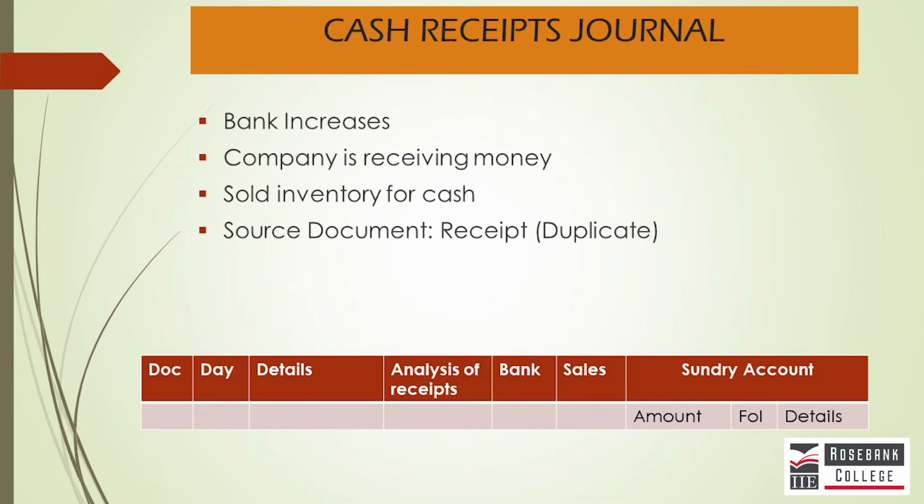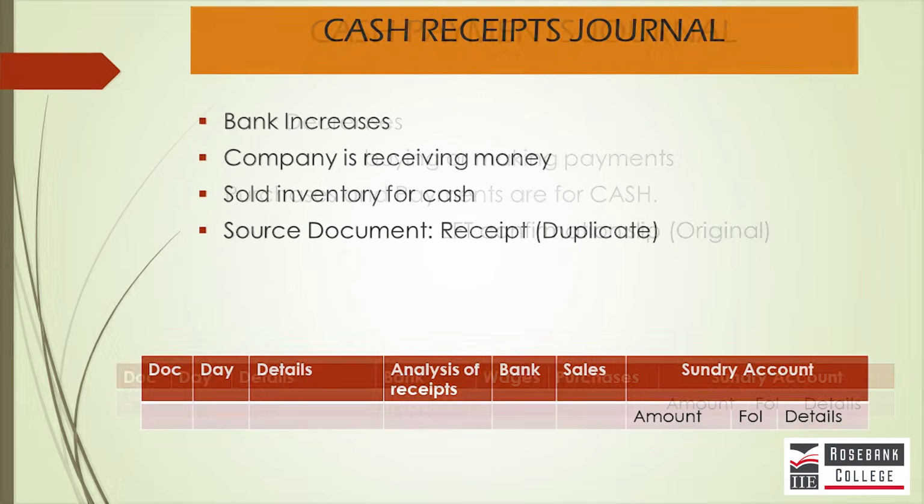Analysis of receipts is the company's cash register roll or till. We record amounts received in the form of cash directly in the business. Bank, we record amounts that increase the bank account. On the sundry account column, we record any account that is not part of the main account of the business.